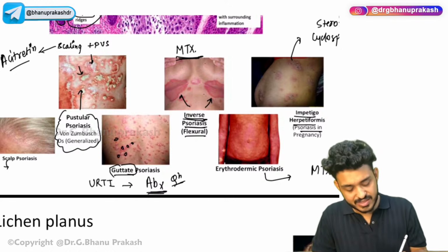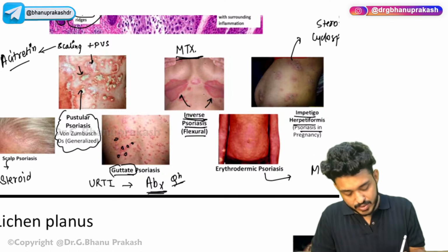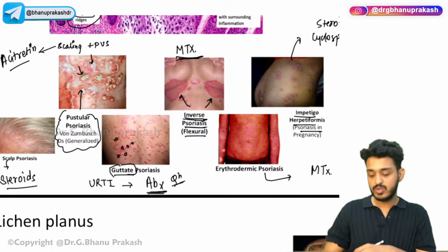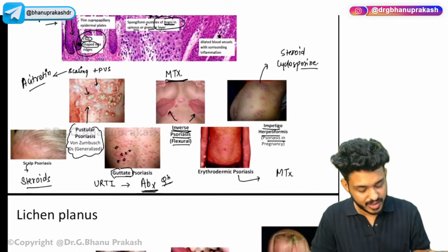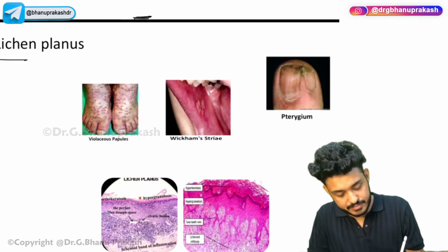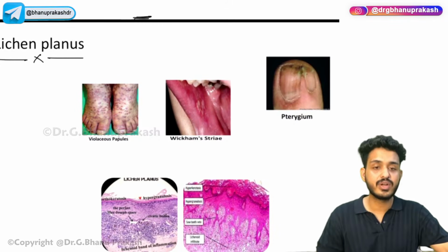For scalp psoriasis, we can use steroids. So these are the different types of psoriasis you have to remember, and the most important points I have already told you about psoriasis. Now coming on to the next disease, lichen planus.